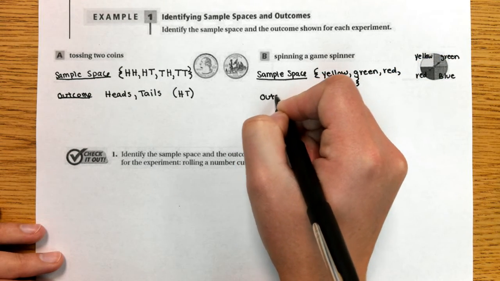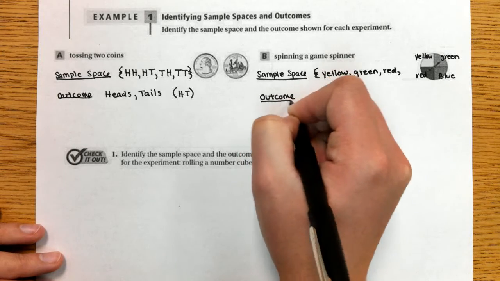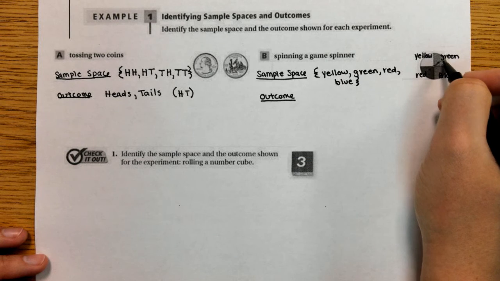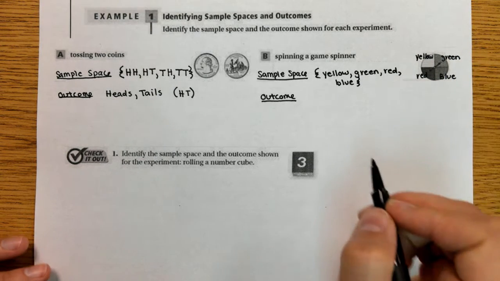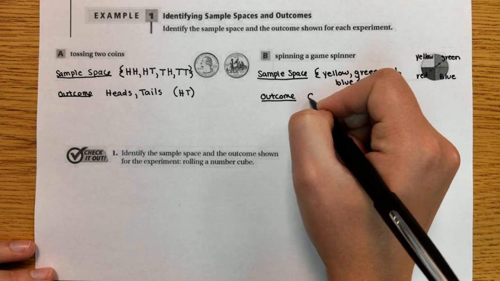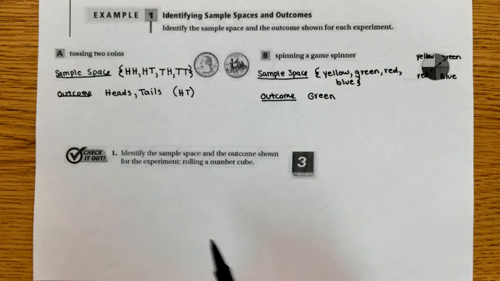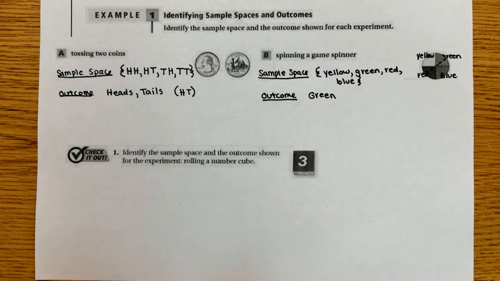Then our outcome, we have to see where the spinner is pointing. The arrow of the spinner is where it lands, so the arrow is right here. So the outcome shown would be green. Down here at the bottom, there's a check it out problem. It says identify the sample space and the outcome shown for the experiment, rolling a number cube. So go ahead, take a moment, pause the video, and resume when you are ready to check your answer.